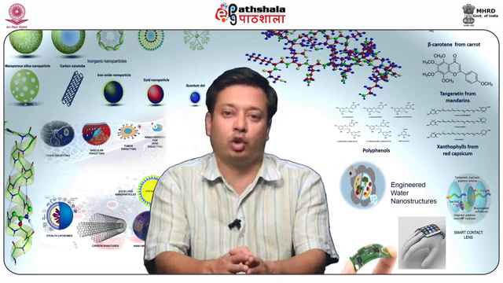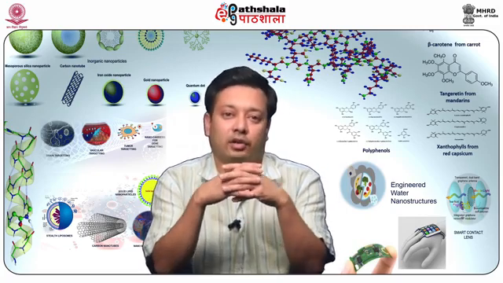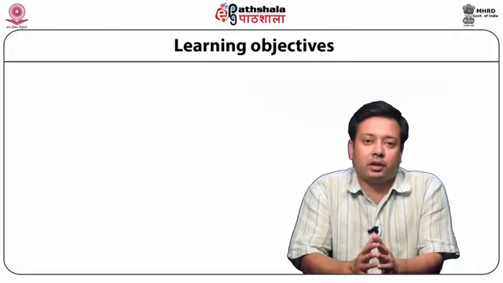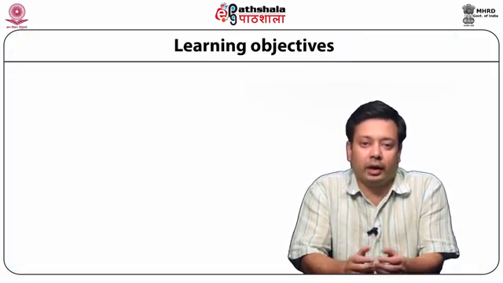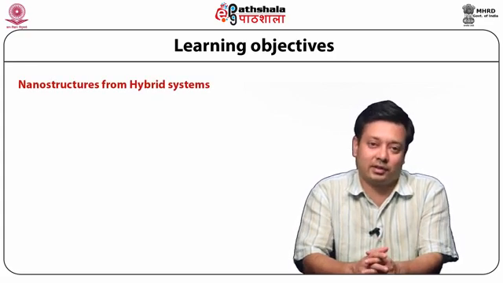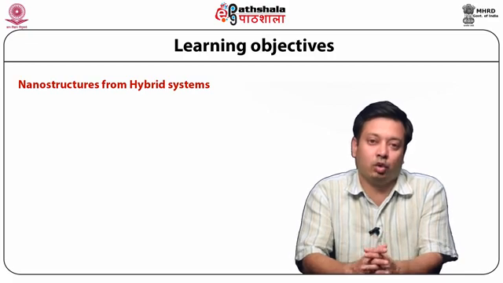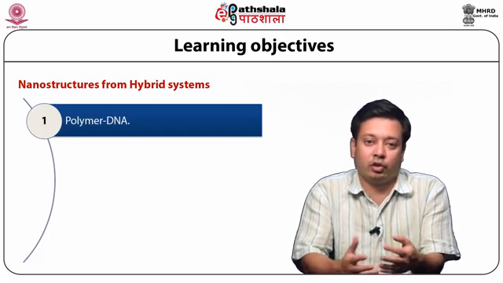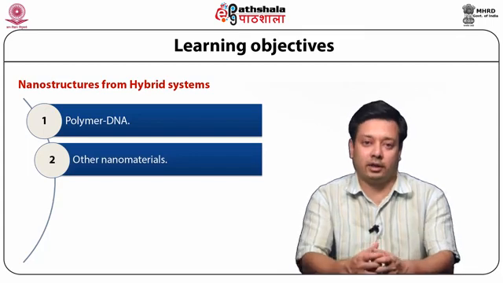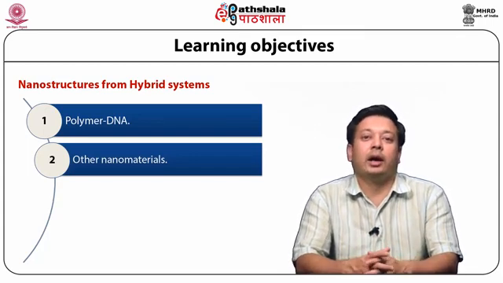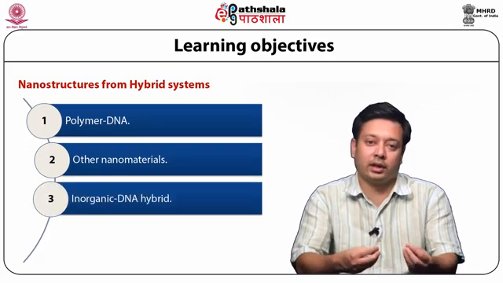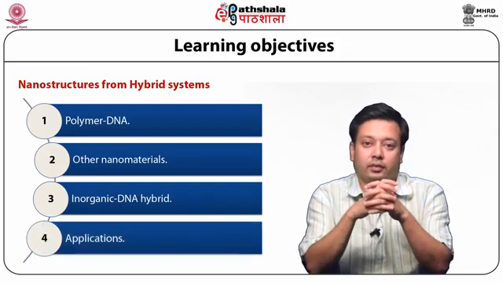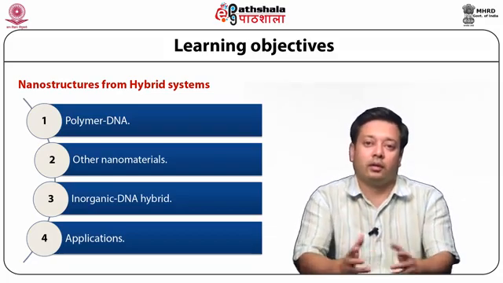Today we are going to discuss a module on nanostructures, or design of nanostructures from hybrid systems, under the paper Nanobiotechnology. After completing this module, you should be able to understand different hybrid structures. We would discuss different hybrid structures like polymer DNA hybrid structures. We would also know about different metal nanoparticles or nano containers, and how we can make these inorganic organic hybrid materials and use them for different applications. So we would get to know that from this module.